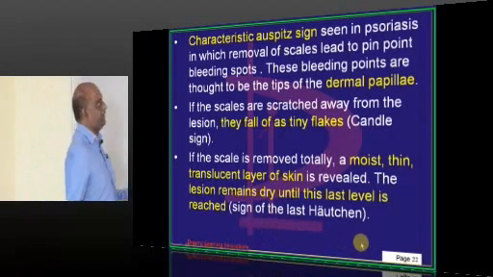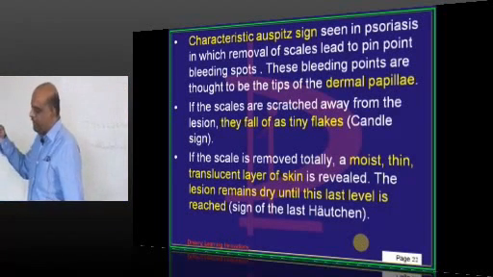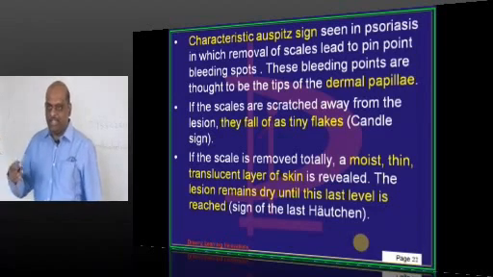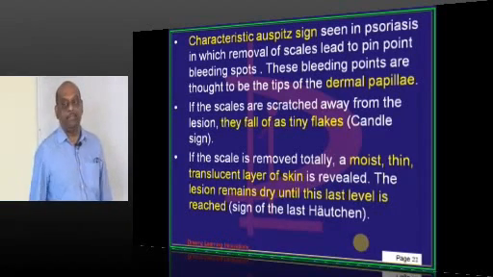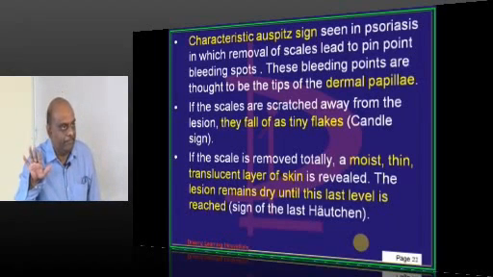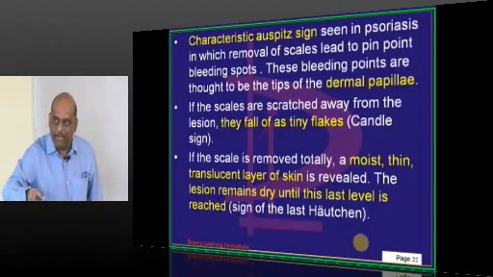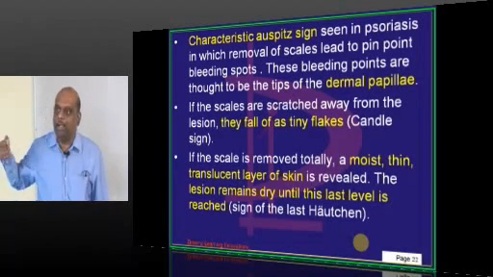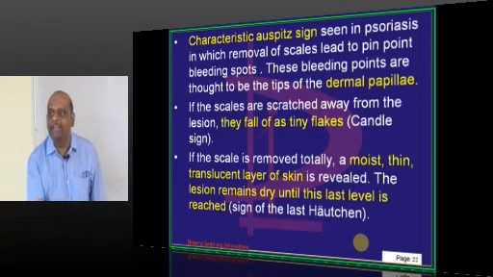Now one important question, why Auspitz sign? If you pluck out the block or a scale, why there is a bleeding point underneath is a very important question. Actually there are blood vessels in the dermal papillae, and those dermal papillae blood vessels will bleed if you happen to pluck out the scale. There is a reason there is a small bleeding point underneath the scale.